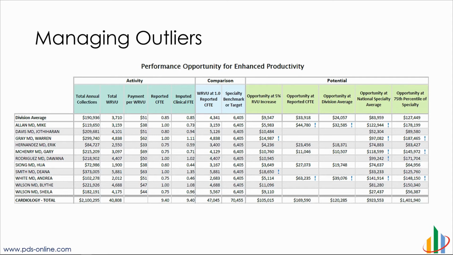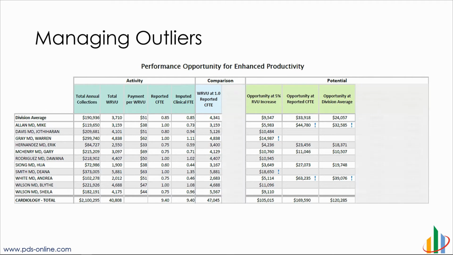Well, yeah, we talked before about how those national specialty averages aren't really holding water anymore. Again, it's not an apples to apples comparison. That said, a dashboard like this still has value. If you take out those national specialty averages, there's still value in comparing the provider against himself or herself and the opportunity at a 5% increase or to actually work at the reported CFTE level, or comparing a provider to an internal division. Those are giving you apples to apples comparisons. Those are definitely still available to you and help you to identify where there are opportunities for improved performance or enhanced productivity.